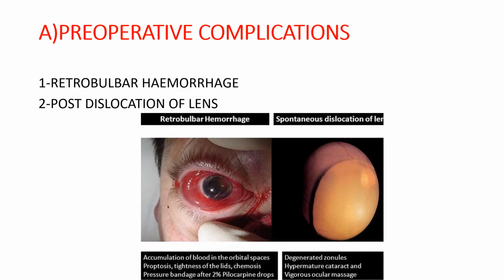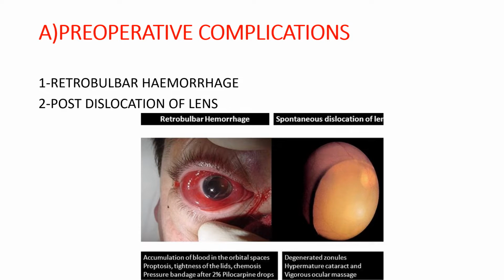the cornea. So here we need to put 2% pilocarpine miotic drops followed by pressure bandage, and in some cases we need to do lateral canthotomy. So this is a picture of retrobulbar hemorrhage, which happens due to accumulation of blood in the orbital spaces when retrobulbar block is given.